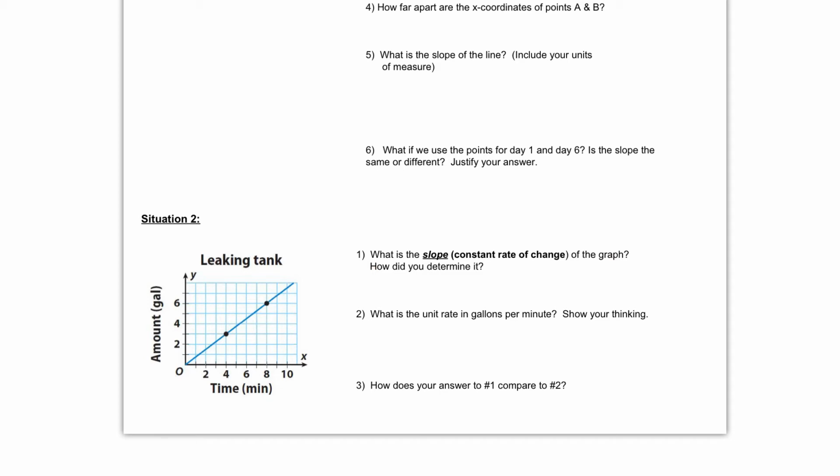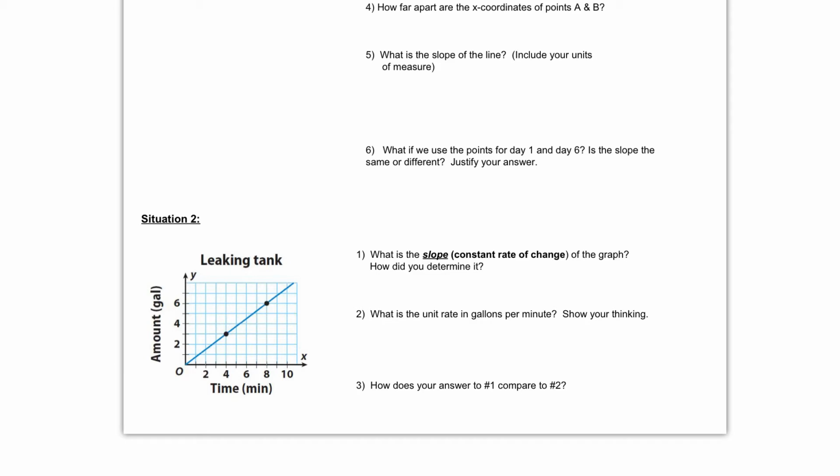One is just by using the points that are given to us on that graph. So if we take a look at this point here, which is the point (4, 3), and the point (8, 6), if we know that slope is rise over run, we can compare the rise to the run from this point here up and over to this point here.